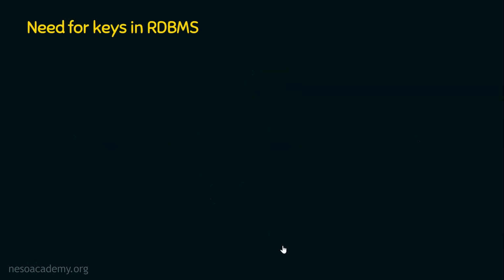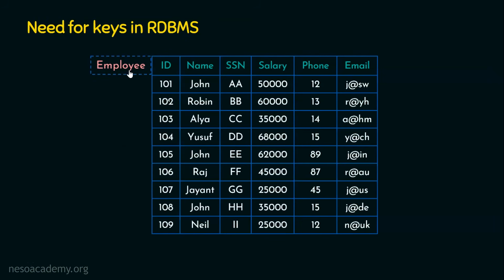Let's assume there is a relation or a table, and this is the employee table, and we have the attributes in the employee table: the employee ID, the employee name, the SSN, the social security number. We can also consider this as an Aadhaar number in India, the salary, the phone number and email. And we have 9 tuples here, and these 9 tuples are just for example purposes.